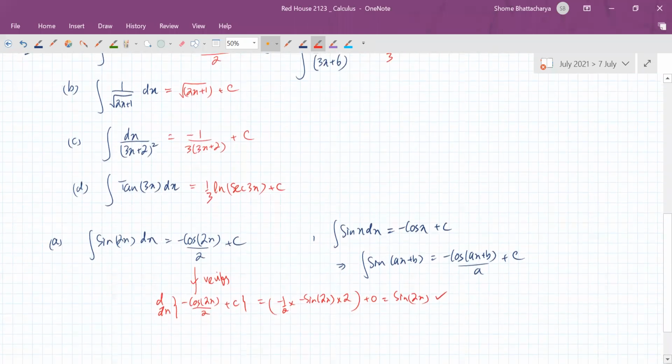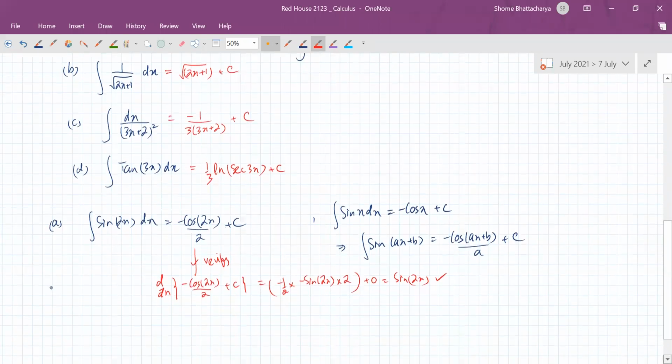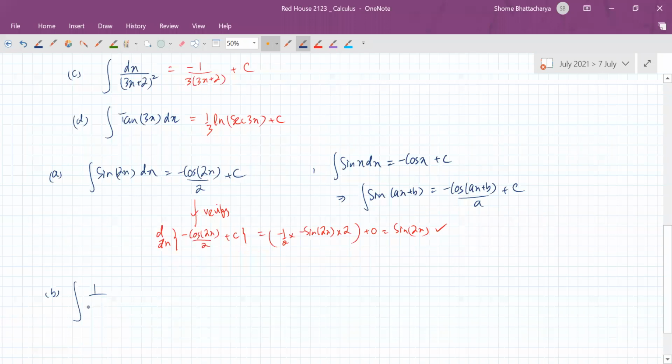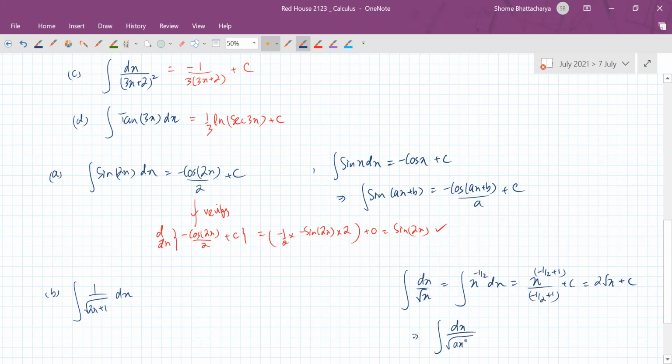So similarly, now the second one, we know that integration of 1 upon square root x is integration of x to the power minus half. So it's 2 root x plus c. So therefore, integration of dx upon square root of any linear function will become 2 times square root of that linear function divided by the coefficient of x. You just use this over here. So it is 2 times square root of 2x plus 1, but divided by the coefficient of x, which is 2. So it comes out to be square root of 2x plus 1.